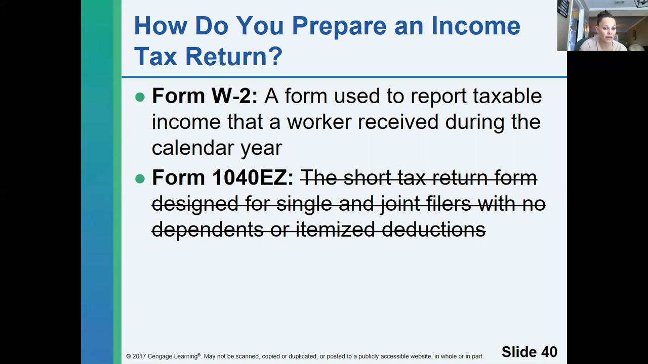So the 1040-EZ is no longer available as of 2019. I left it on here because it is still a vocab word in the book. So I'm not necessarily going to put it on your test, but when you do that vocab worksheet, it will still be on there. But I want you to know 1040-EZs are outdated and no longer a thing.